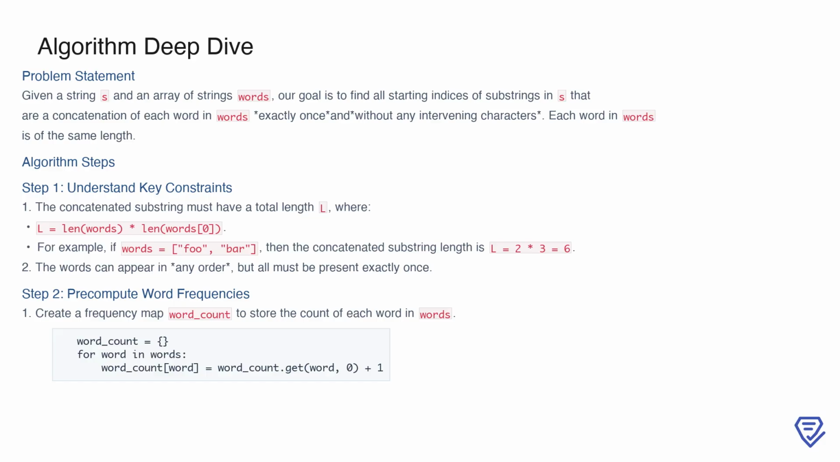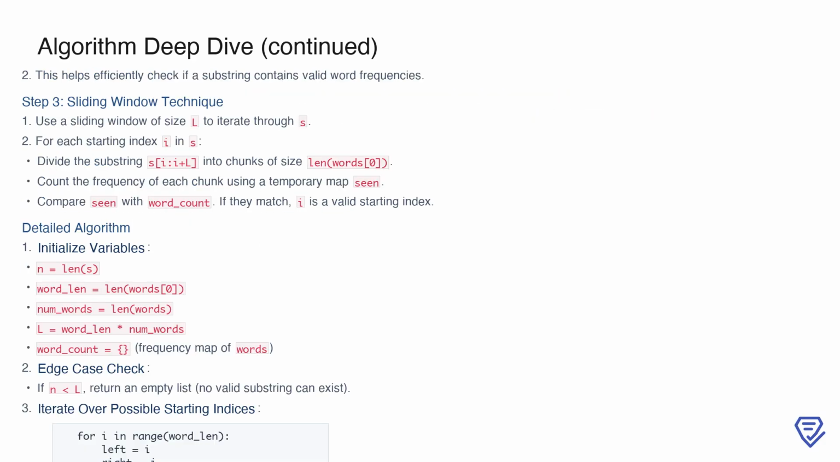Next, we precompute the frequency of each word in the array words using a dictionary called word_count. This frequency map will allow us to efficiently validate if a substring contains the correct number of each word as we iterate through the string S. The precomputed word_count map is essential for quickly checking if a substring contains valid word frequencies.